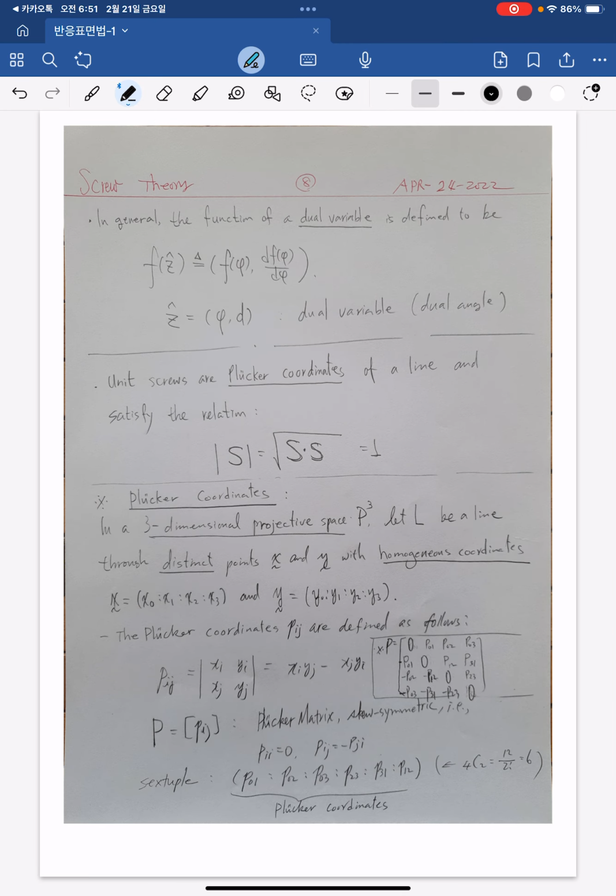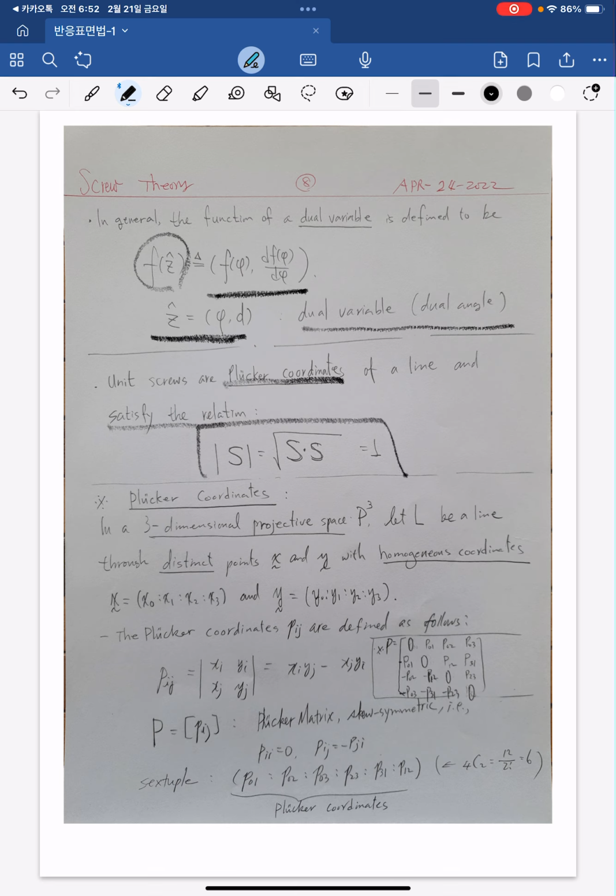In general, a function of a dual variable is defined as f(ẑ), where ẑ = (φ, d) is the dual variable. Unit screws are the Plücker coordinates of a line and satisfy the relation S·S = 1.